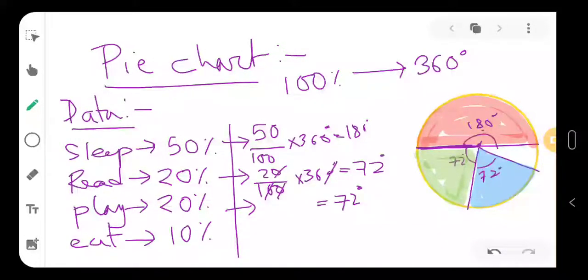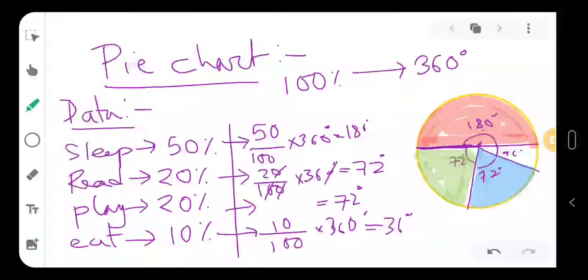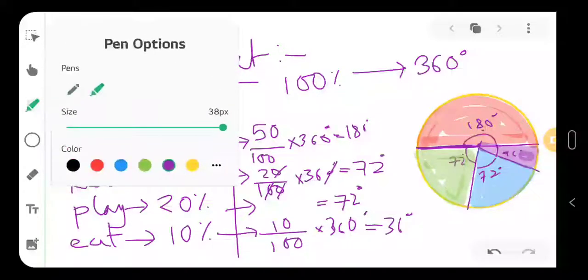Okay, and the last part is this one, eating. So in that case it will be 10 by 100 into 360. So that will be 36 degree. Okay, so that means this much is my 36 degree, and I have to draw here with some different color. Let's say violet. So that will depict my part of eating.